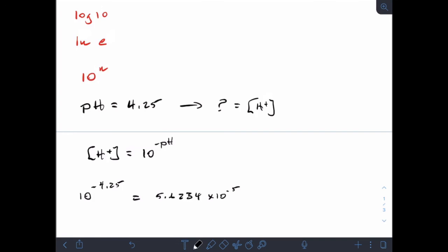If I'm doing anti-log, the number of decimal places in the number I'm taking the anti-log of will dictate my sig figs. So 2 decimal places mean 2 sig figs in my final answer. If I were reporting this correctly, this would be 5.6 times 10 to the minus 5.